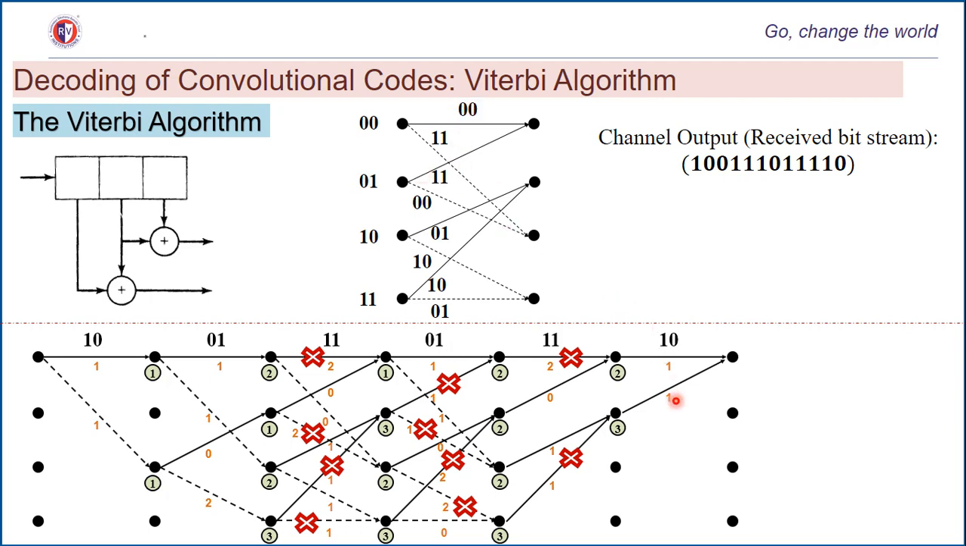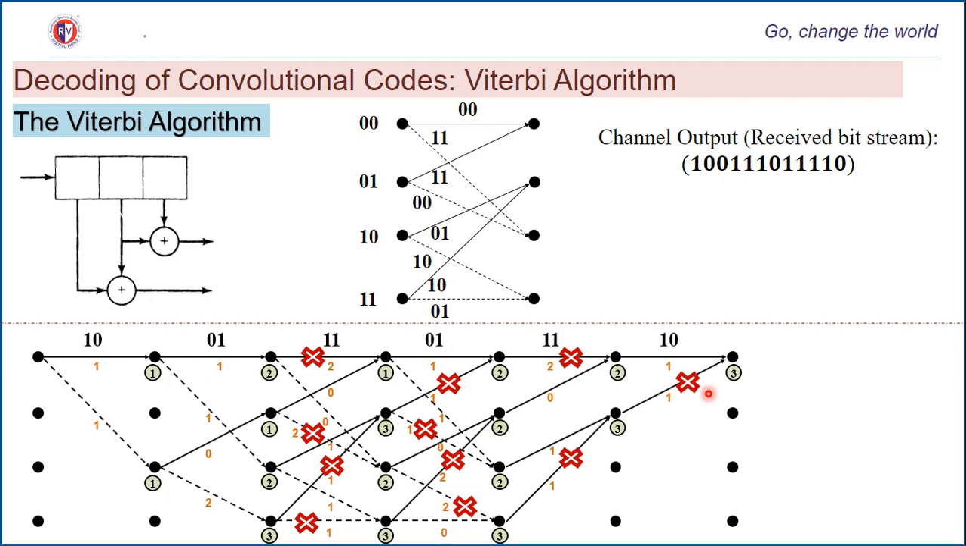Accordingly, we'll have 1 and 1 as Hamming distances, respectively. With that, we can finally update the path metric for this particular branch. So this accumulates to 3 plus 1 as 4 and 2 plus 1 as 3. So we'll eliminate the bottom one and update the final path metric of the state.